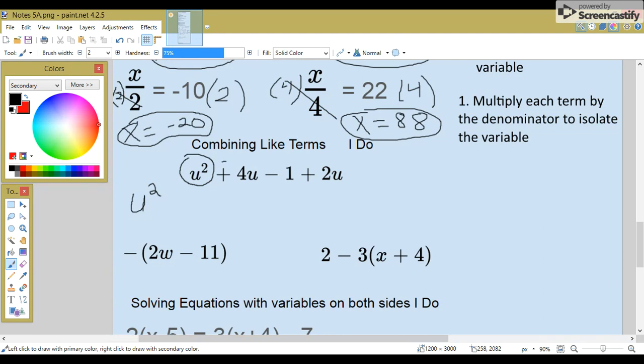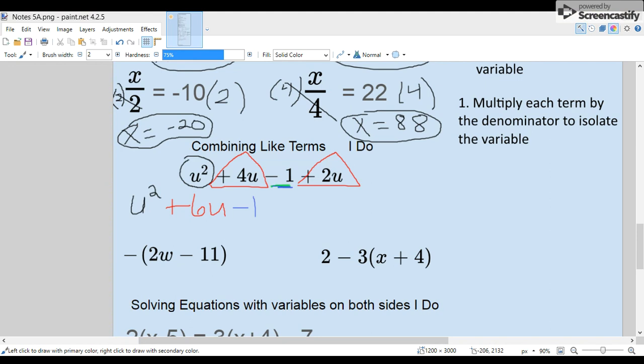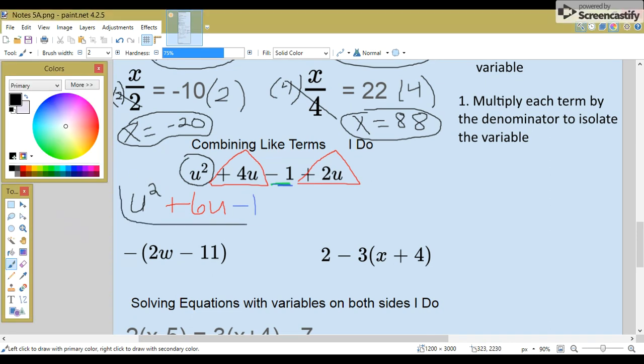And let's do another one. Let's add the u's. So we have a plus 4u. This doesn't have a u, and this has a u, plus 2u. So 4u plus 2u is equal to 6u. And then our constant, what's left over, we have a minus 1. So that's our simplified expression.